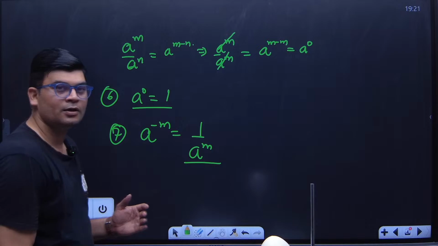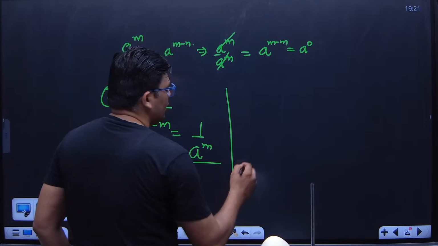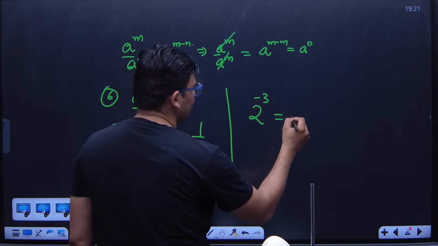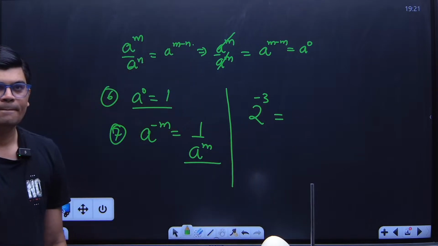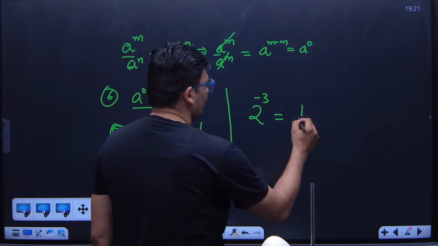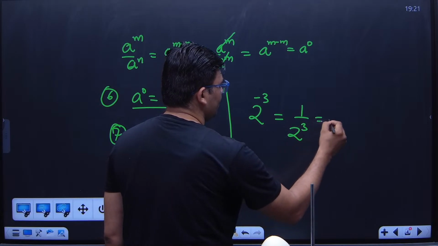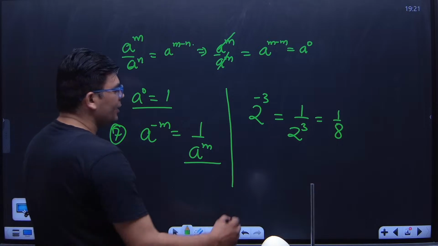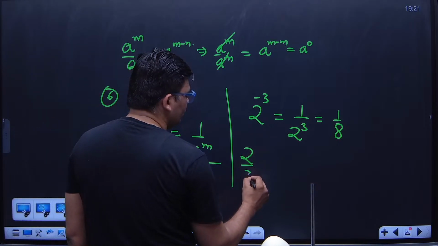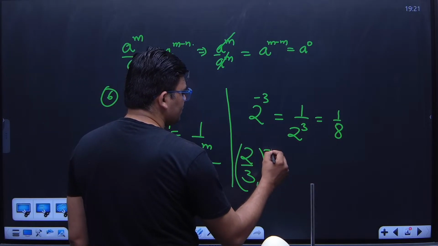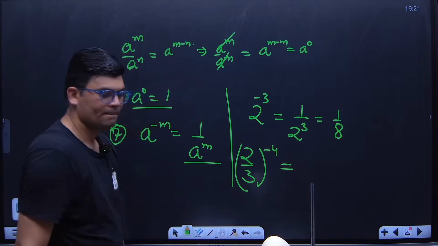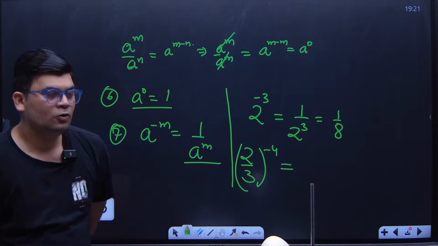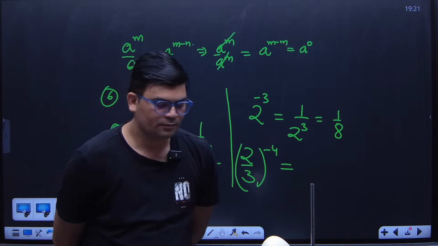So tell me, I have some questions for you. Tell me, 2 raised to the power minus 3 will become what? 1 by 2 to the power 3, which will be equal to 1 by 8. Tell me dear, what will be 2 by 3 raised to the power minus 4?